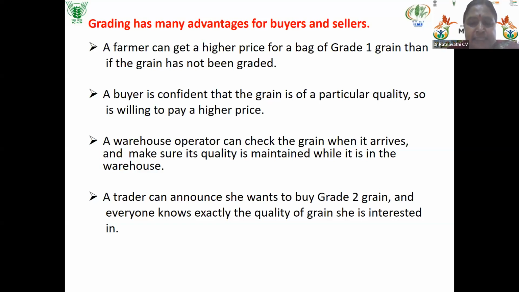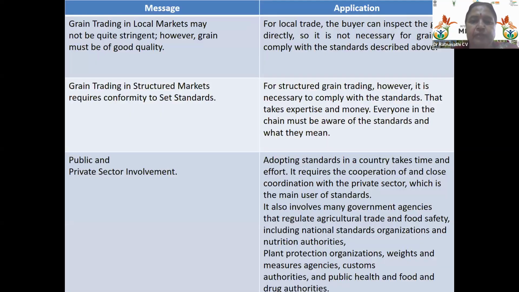A warehouse operator can check the grain when it arrives and make sure its quality is maintained while it is in the warehouse, and while packing he can also separate the grain as per the grades like grade 1, grade 2, grade 3. A trader can announce if he or she wants to buy the grade 2 grain, and everyone knows exactly the quality of the grain he or she is interested in. So grade 1 is topmost quality and grade 2 and 3 have minimal contaminations. And grain trading in local markets and in structured markets has a difference. In structured markets, you need to have the certification, whereas in local markets, you don't need certification, but nevertheless, the price will be less.